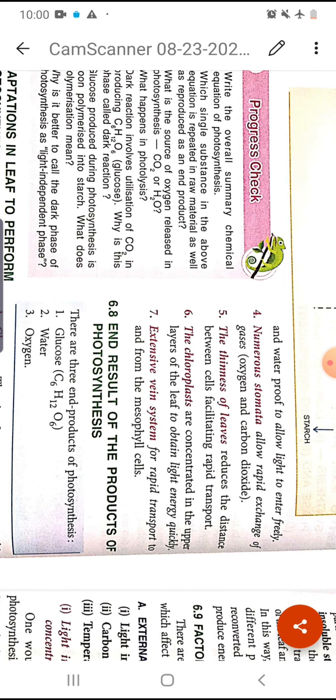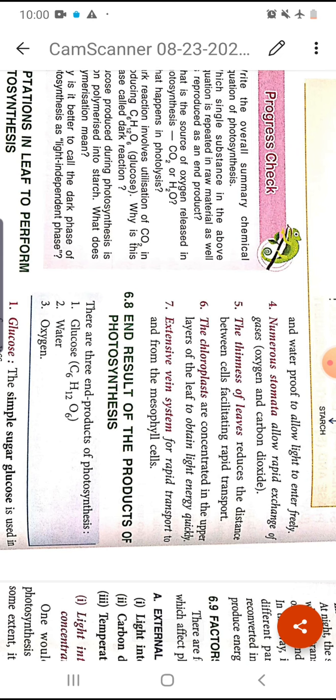Chloroplast. The chloroplasts are concentrated in the upper layers of the leaf, means in the upper epidermis, so that they can absorb light energy very quickly. So these are some of the adaptations of the plant.